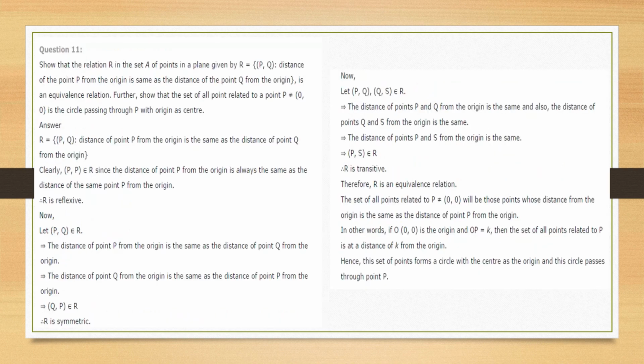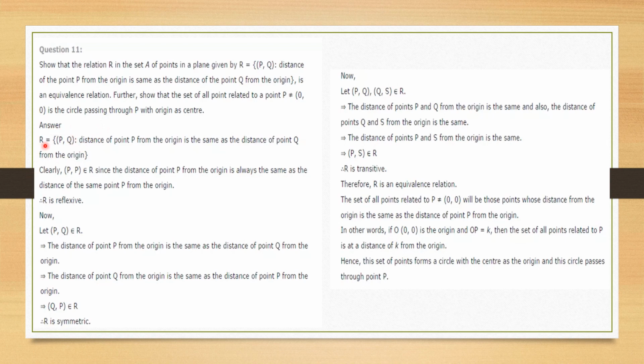Question number 11 says: show that the relation R in the set of points A in the plane given by (P, Q) such that the distance of point P from origin is the same as the distance of Q from origin, that means OP is equal to OQ, is an equivalence relation. Further, show that the set of all points related to a point P not equal to (0, 0) is the circle passing through P with origin as center. So let us see.